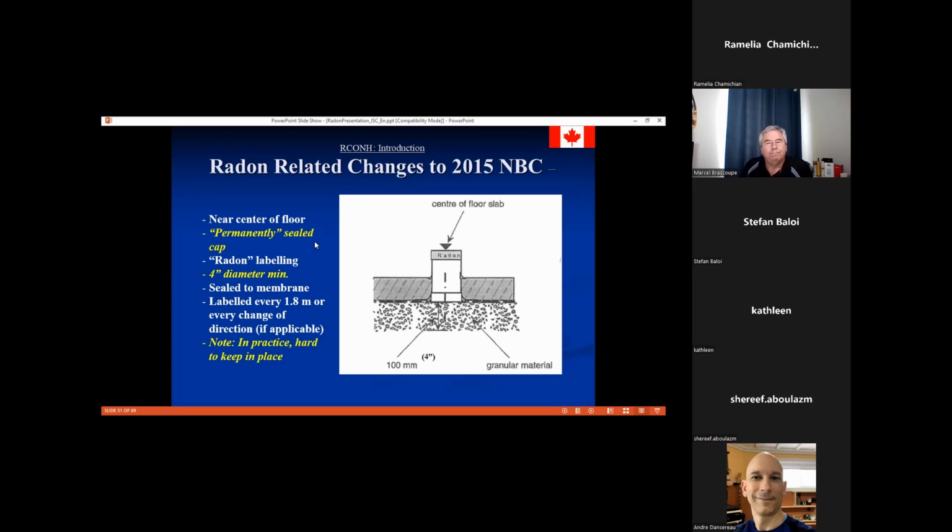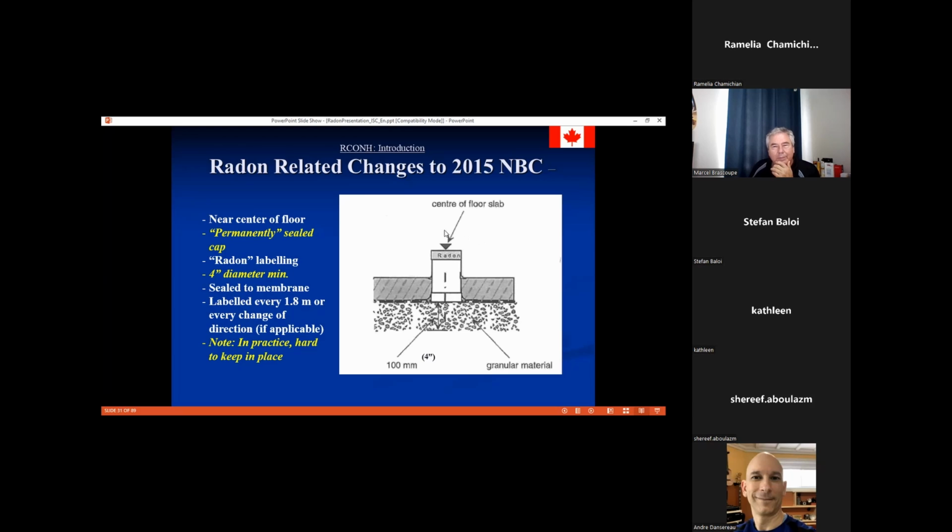Now, why near the center of the floor? Like I was explaining, in terms of distance from the center of the basement to get to every corner, it's a fairly short distance. That's why they want you to install that pipe near the center of the floor. Make sure you label it, like radon on it, so that somebody doesn't use it to install a toilet down the road. It's got to be a permanently sealed cap, not duct tape or tuck tape or anything like that. It's got to be sealed to the membrane. It's got to be labeled every 1.8 meters or every change of direction.